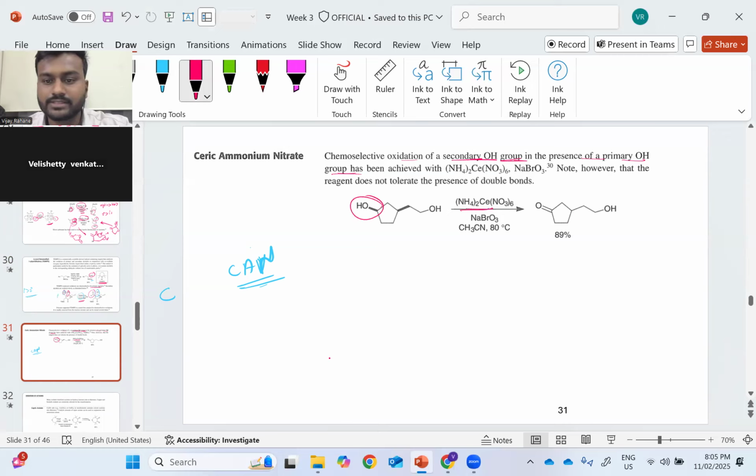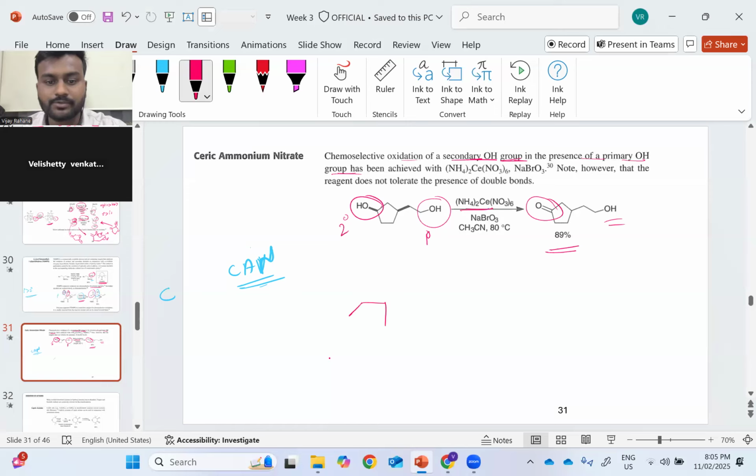In this case, only this alcohol gets converted into the corresponding keto form. This was the primary, and this is all the secondary. So the primary alcohol remains unaffected, and if you look at the yield of this reaction, it is about 90%. So it chemoselectively oxidizes the secondary alcohol.